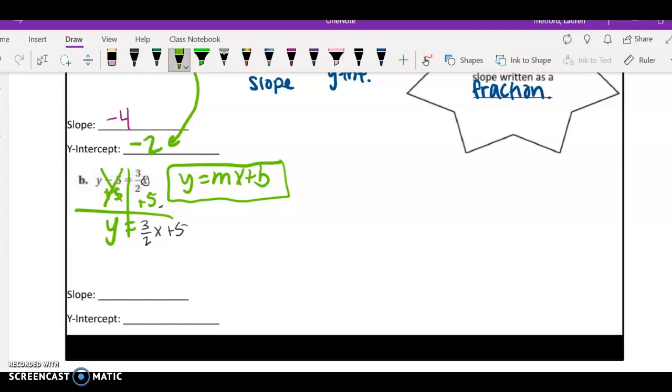And so now we have the equation in y equals mx plus b form because we have a y, we have something next to our x, and then we have this constant at the end. So our slope is our m, and our b term is 5, which is our y-intercept. So we have a slope of 3 over 2, and we don't include the x in that, we just do the 3 over 2. That's our slope. And our y-intercept is just 5.